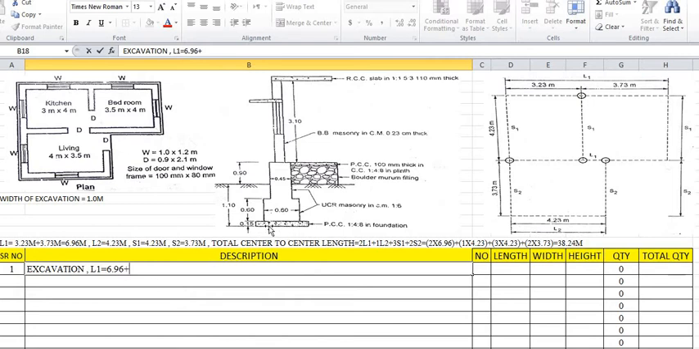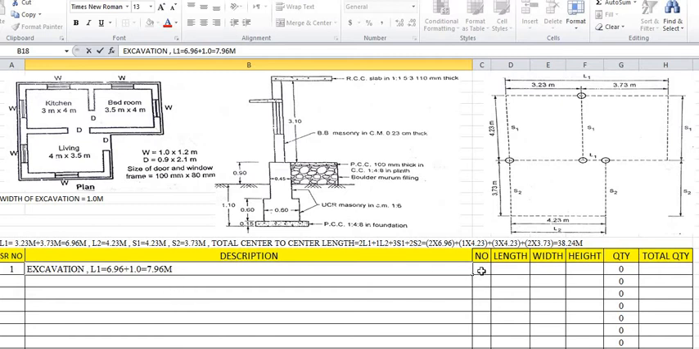So here we are finding out the excavation. What is the width of excavation? I have mentioned the width of excavation as 1 meter. In this figure the width has not been mentioned, so we are considering the width of excavation as 1 meter. So this 6.96 is the length of long wall plus the width of that section. After addition, 6.96 plus 1 meter is 7.96 meters. This is the total length of long wall.